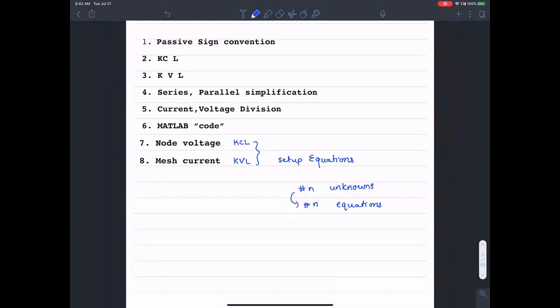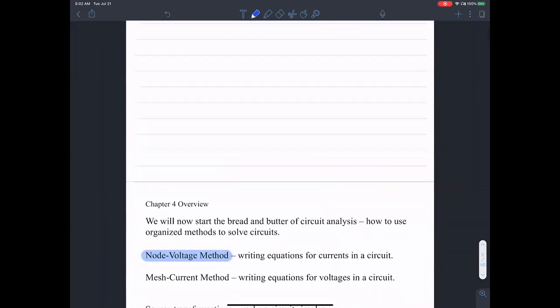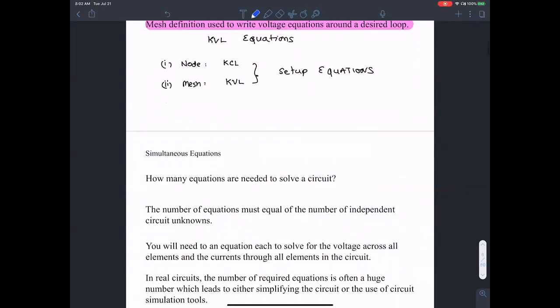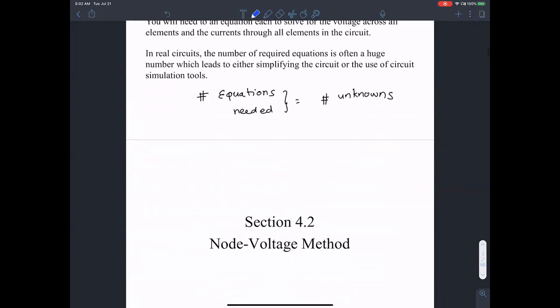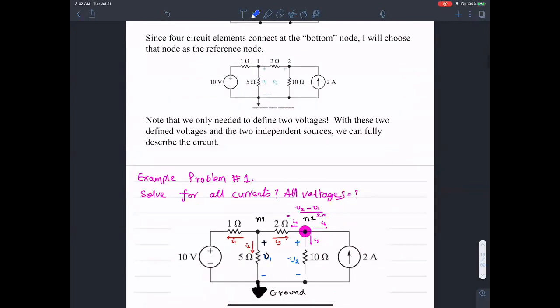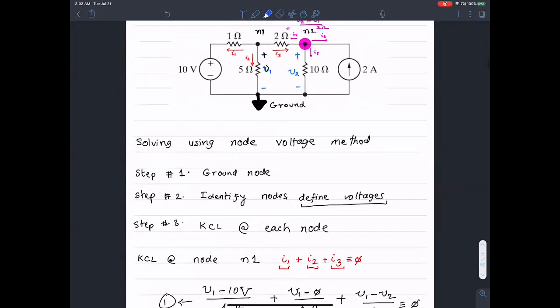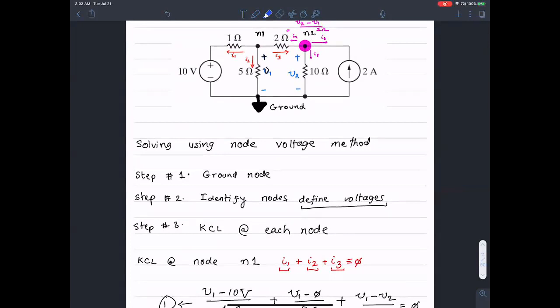So let me quickly review the node voltage method, especially the steps that are involved. You begin by selecting a reference node or a ground node. Then you identify the different nodes. What are all the different nodes here? And then associated to each node, you mark a node voltage.